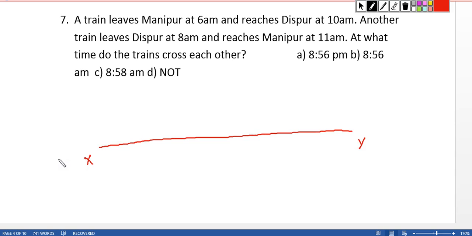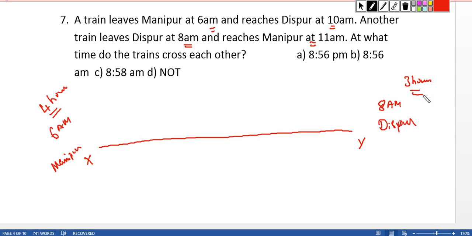Okay, this guy is in Manipur at 6 a.m. It starts at 6 a.m. and this guy starts at 8 a.m. and is in Dispur. So it actually takes him from 6 a.m. to 10 a.m. It takes him 4 hours for this guy to reach, and 8 to 11, so it takes this guy 3 hours.